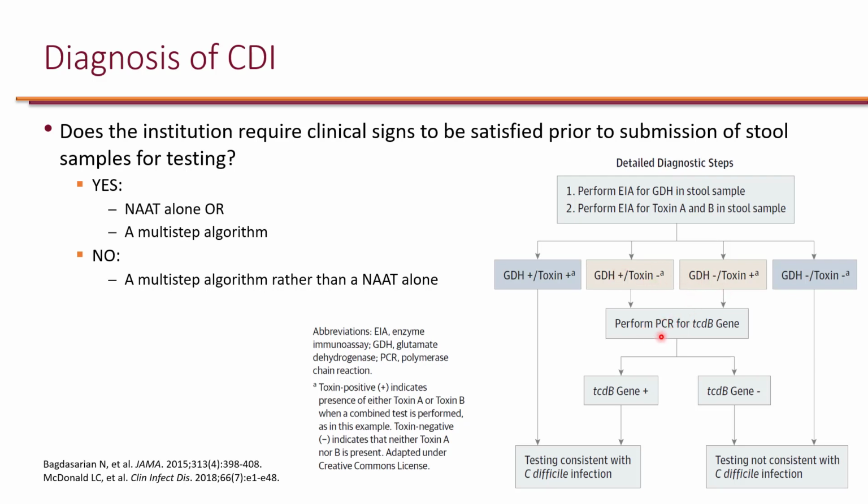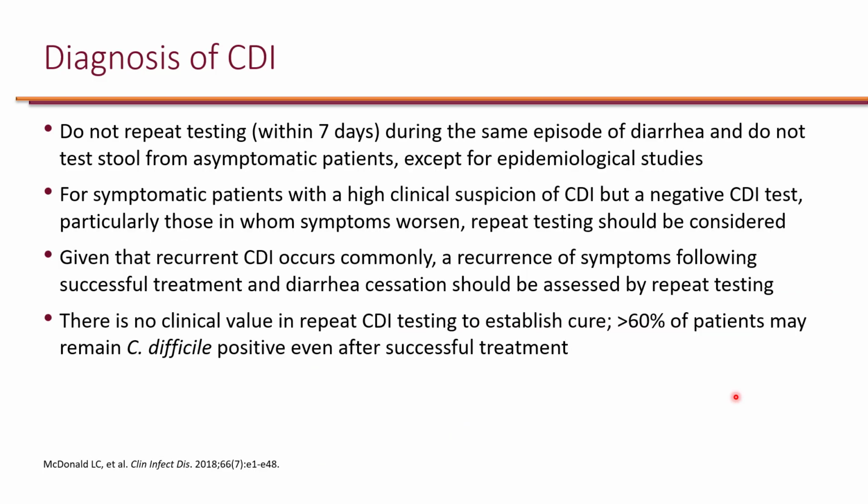So if you do the PCR, pretty much the PCRs that are available look for the gene for the toxin B. And if the gene is there, then the conclusion is that the patient has C. diff infection. Whereas if the gene is not there, then the conclusion is that the patient does not have C. diff infection. Now, according to IDSA, do not repeat testing within 7 days during the same episode of diarrhea, and do not test stool from asymptomatic patients except for epidemiologic studies.